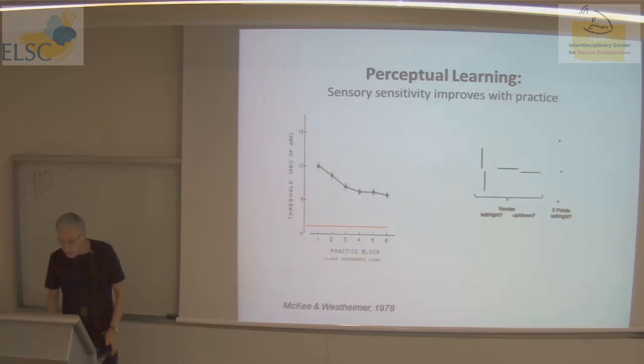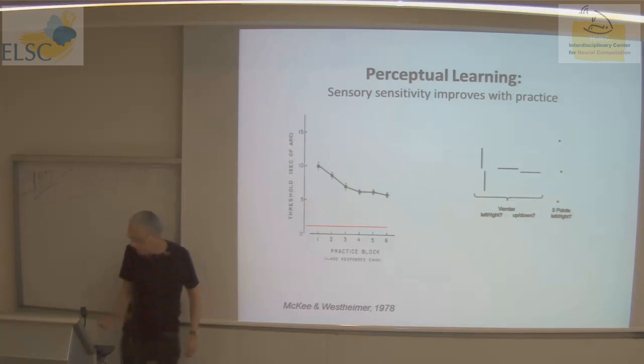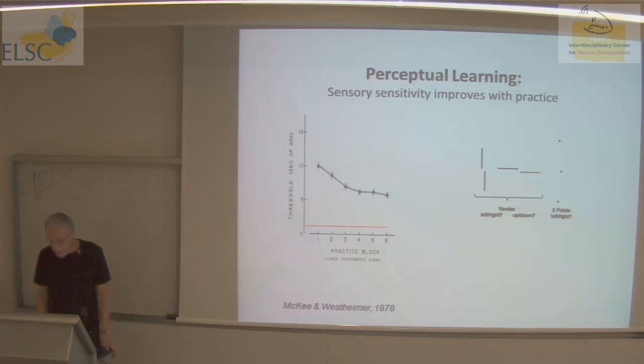So perceptual learning. Perceptual learning, as a definition, means that sensory sensitivity improves with practice. There are some old studies like McKee and Westheimer from '78. It is the case of visual acuity. You repeat this task of localization, relative localization between two lines. You need to judge whether the upper one is left or right relative to the lower one.